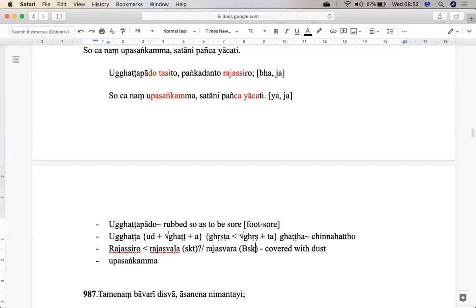Instead of Rajas Wala, Rajas Wara. Here Rajas Wala or Rajas Wara have the same meaning, covered with dust, not just the head. But in the Pali word Rajas Sira, sira means head. So his head is covered with dust, or his head is dirty. That is why Kea Norman suggests it may be related to Rajas Wala or Rajas Wara, covered with dust. And Sojana Ubasengama: Ubasengama is the general form of Ubasengamaitawa.